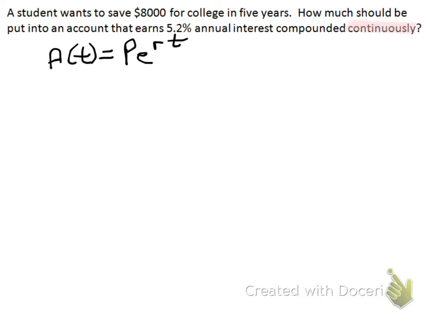So my ending amount that I want is 8,000. I don't know what my initial value is, but I do know e. It's in my calculator. R is my rate converted to a decimal, so it's 0.052, and T is time, and in this question, it's 5 years. So, I want to get P by itself.